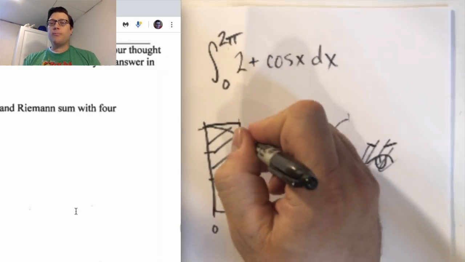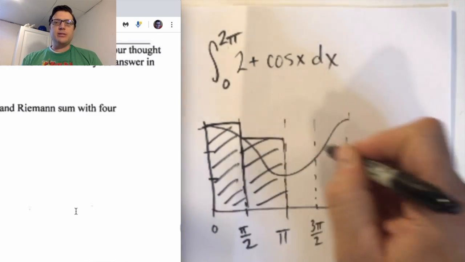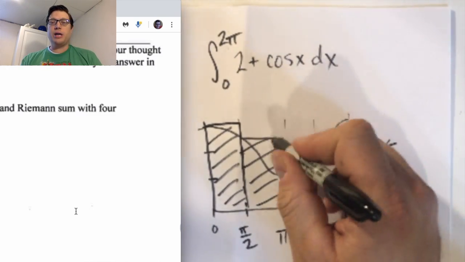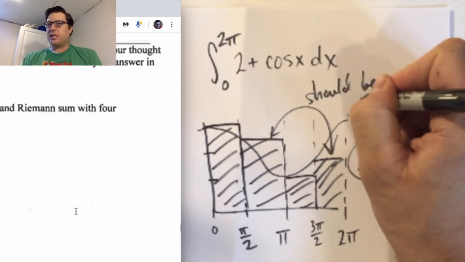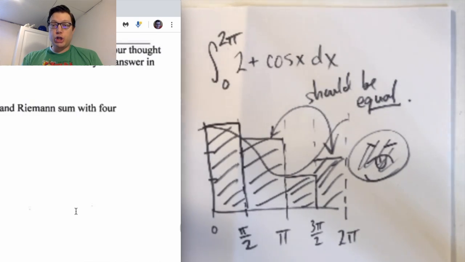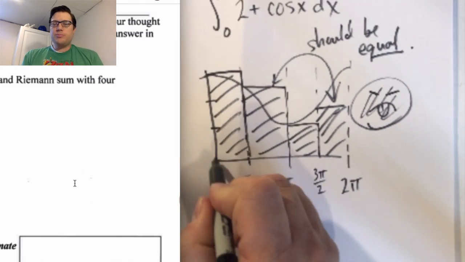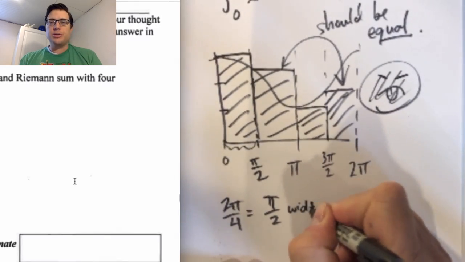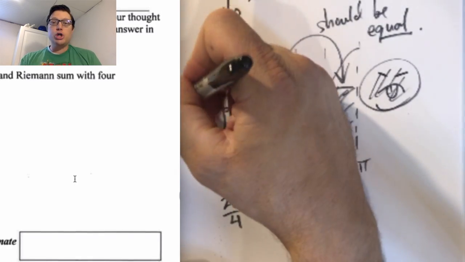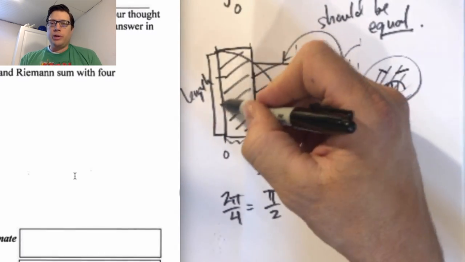A left-hand Riemann approximation means you use the left-hand side of each interval in order to determine the height. That second and fourth rectangle should be the same because they technically are hitting at 2, because cosine of pi over 2 is 0, and cosine of 3 pi over 2 is also 0. So they should be hitting at 2, but that's the way that I drew it.